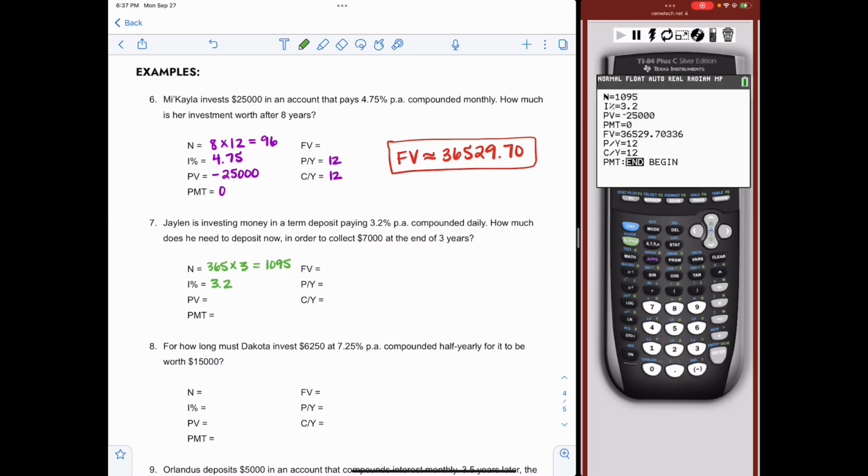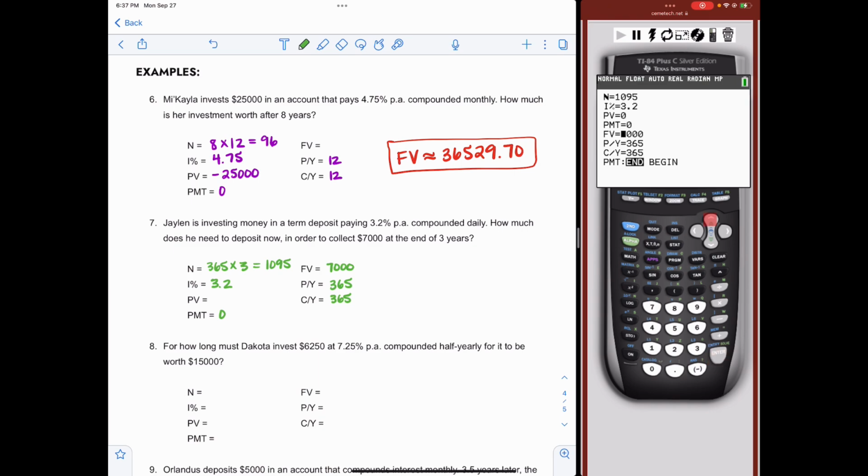We do not know the present value, so we're just going to call that 0 because that is what we're trying to figure out. We're trying to figure out how much does he need to put in. The payment is going to continue being at 0. The future value of the account, he wants to be able to withdraw $7,000. And then we say that it's compounded daily, which means that he's going to get interest paid to him 365 times each year. And the same is for the C/Y.